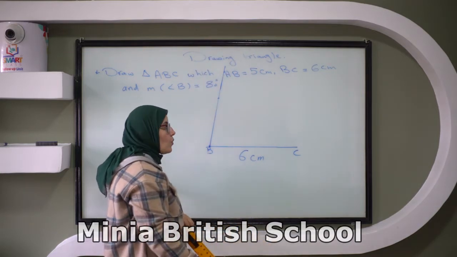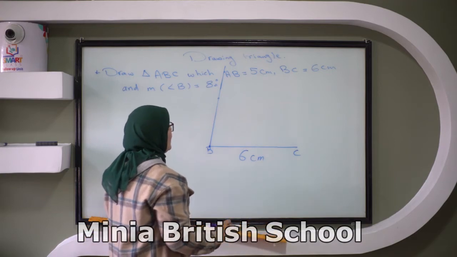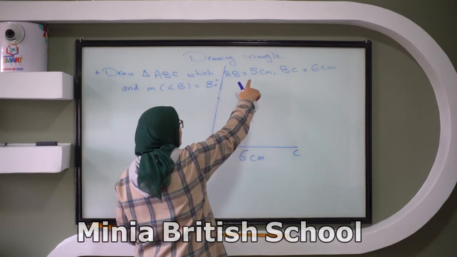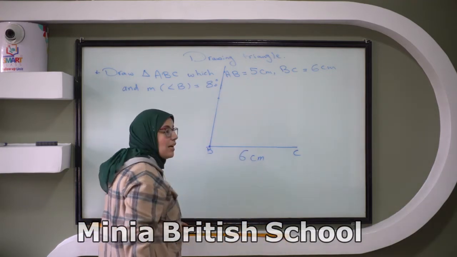Okay. So, what will I do next? Here, he gave me AB equals what? Equals 5 centimeters. So I have to draw what?